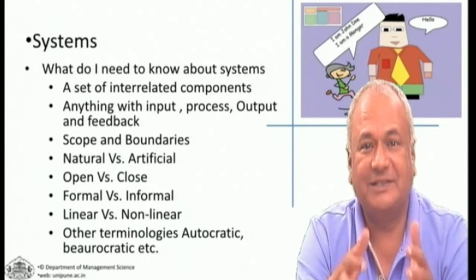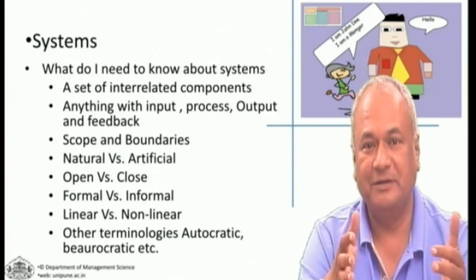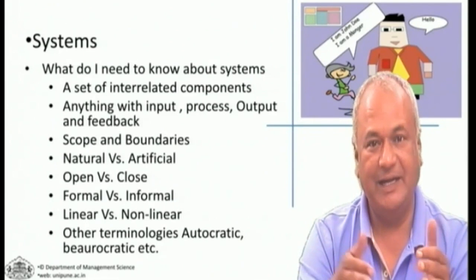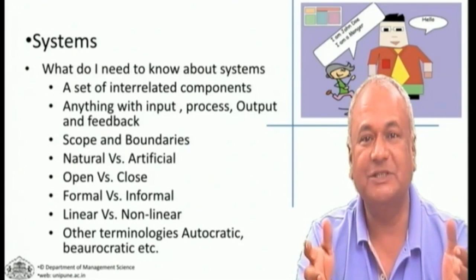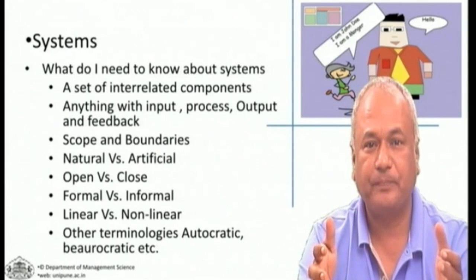So we are looking at a system where you have a scope for something which you are doing, and you have boundaries, because if those are boundaryless systems, they are difficult to control.